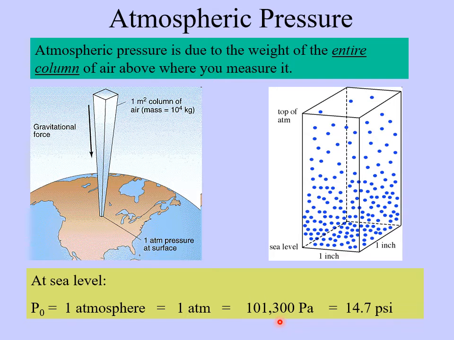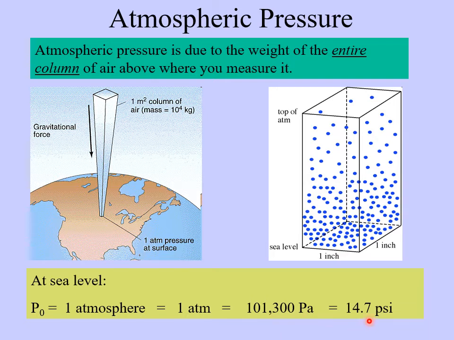So this is the atmospheric pressure that you are probably experiencing right now as you listen to this video, unless of course you're listening to it up high in a mountain village or something like that. The atmospheric pressure is going to be somewhat less than this, but we will use this. This is our definition of 1 atmosphere measured at sea level.